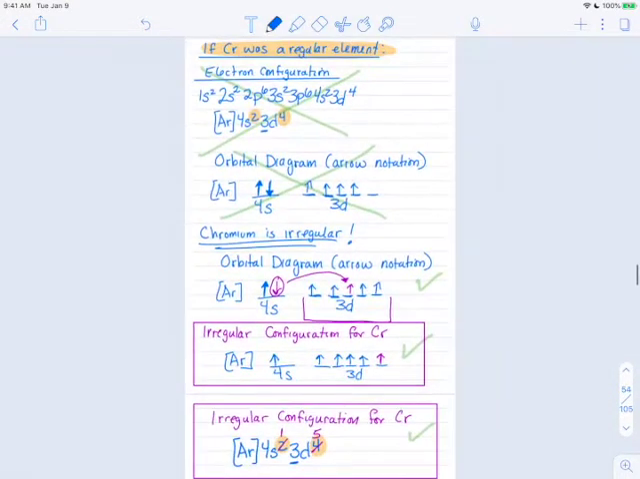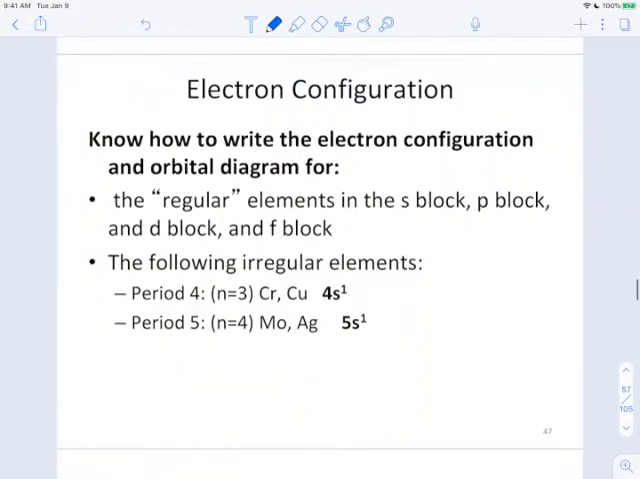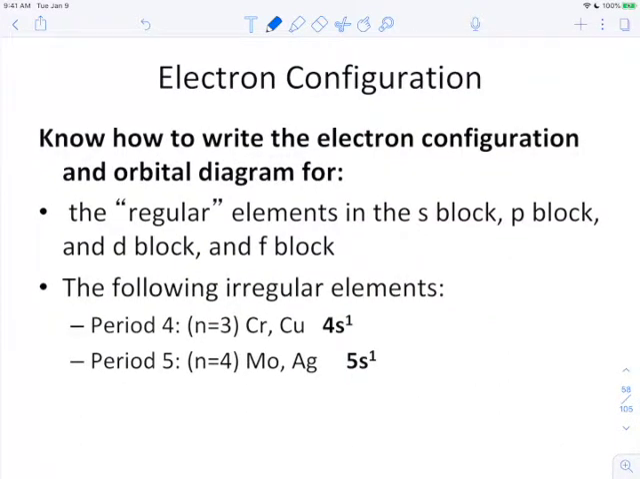All right. Questions on anything here? All right. So before we go on, let's talk about our irregular elements. So there are 4 elements that I want you to memorize as being irregular, and they all do the exact same thing. They take one s electron and promote it up into the d's. So the 4 elements I want you to know: chromium, copper, molybdenum, and silver. And I'm going to talk about those for just a moment, but any questions here?